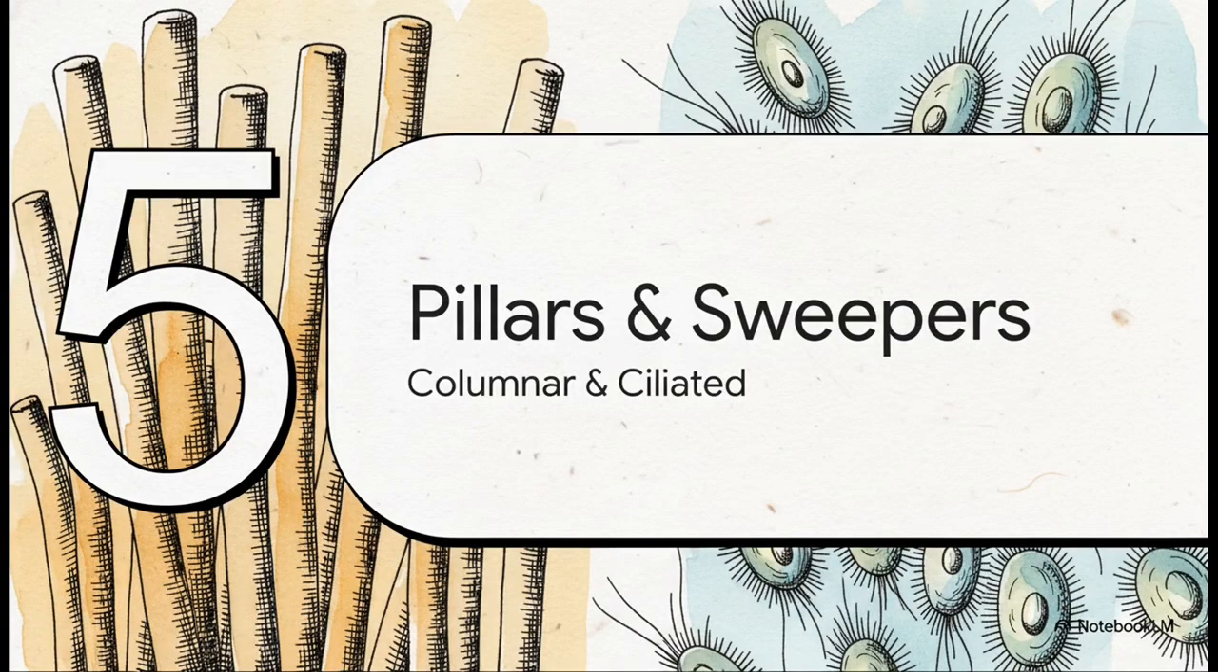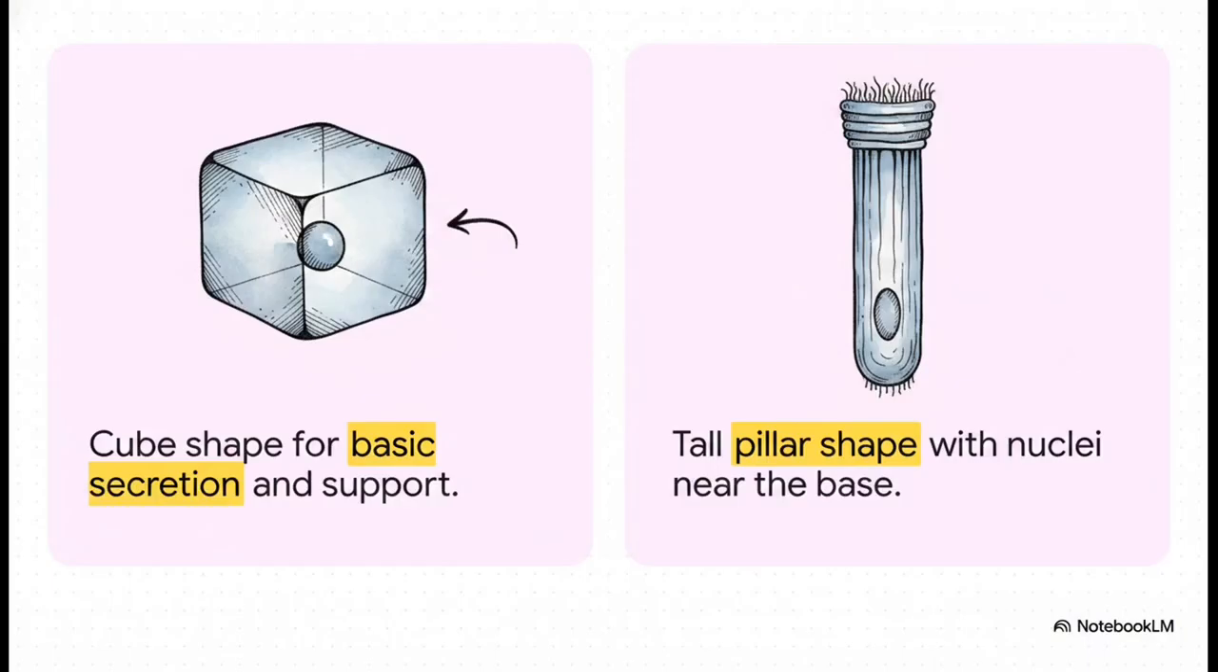All right, our final stop is Section 5, Pillars and Sweepers. Let's look at columnar and ciliated tissues. So, let's examine our taller structures. Think about this. When you take a cuboidal cell and stretch it straight upward, it becomes simple columnar tissue. It literally transforms from a little block into a tall pillar-like cell.